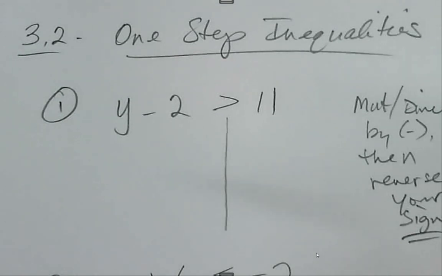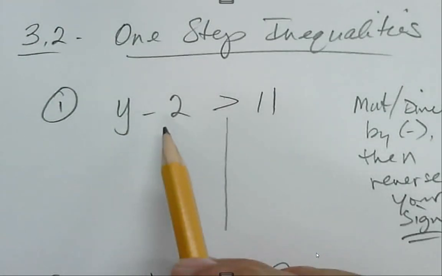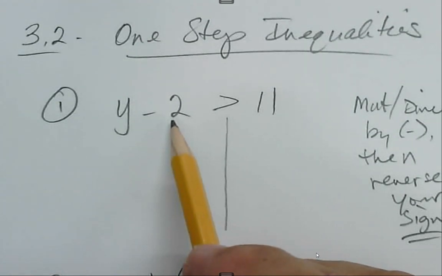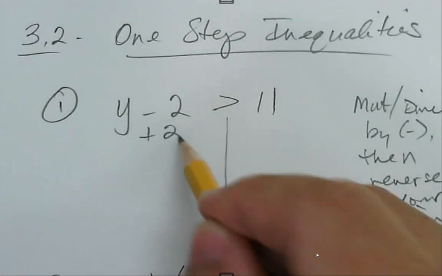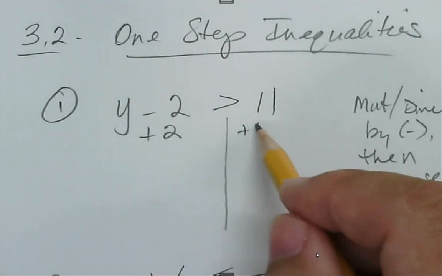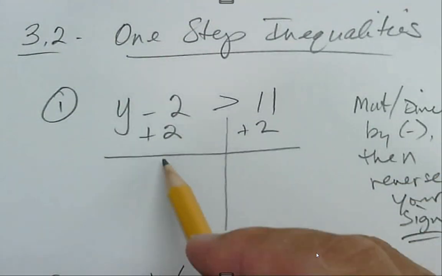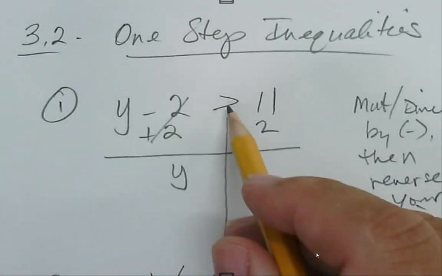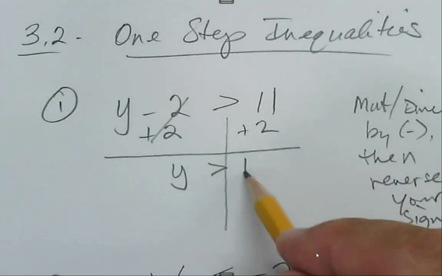So again, with equations, your goal is always to isolate the variable. So in this case, we have a y right here that we need to isolate, which means that we need to get rid of this negative 2. Okay, so the way that we get rid of the negative 2 is we need to do addition, right? So I'm going to add positive 2 to both sides of this inequality, and I'm just going to bring my work down as I go. And so the only thing I have on this side, because this is going to cancel out, is a y, and it is still going to be greater than 11 plus 2, which is 13.